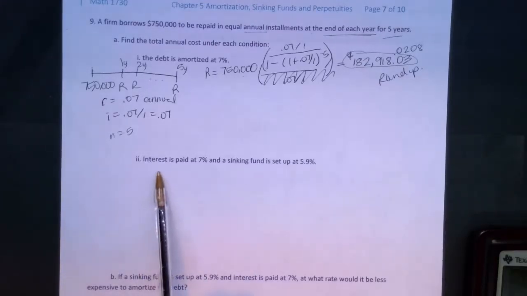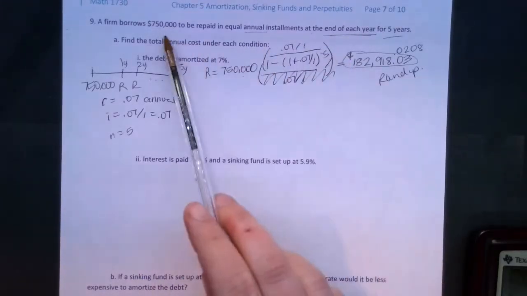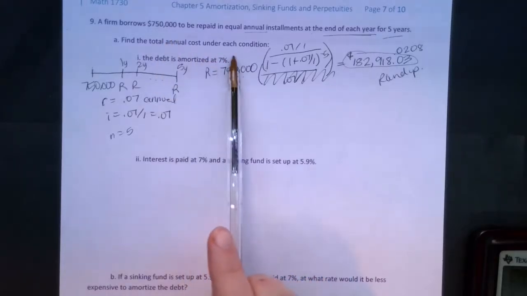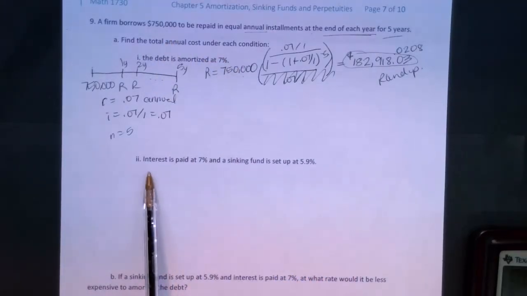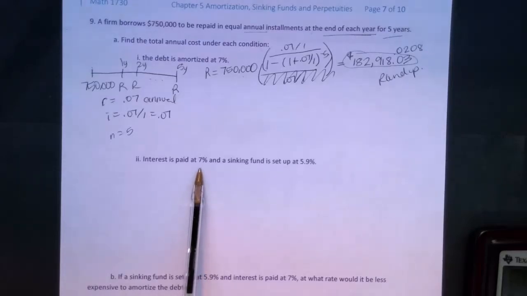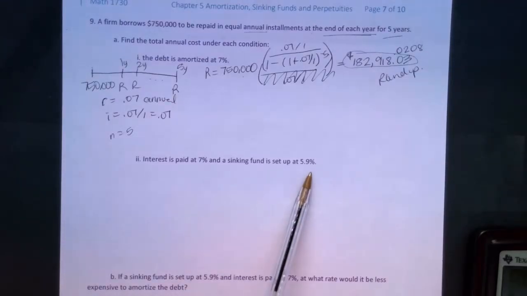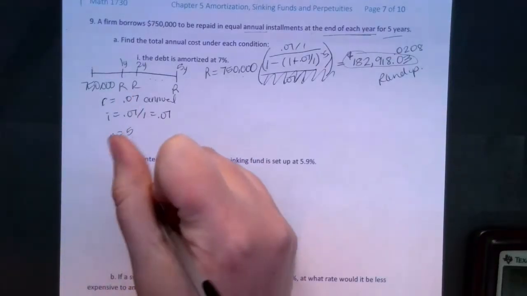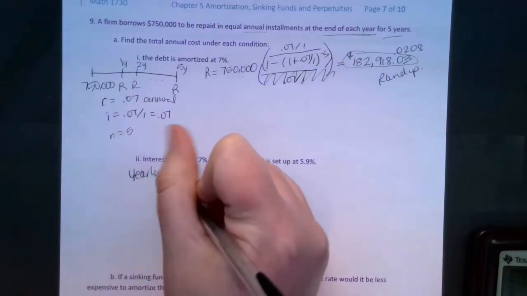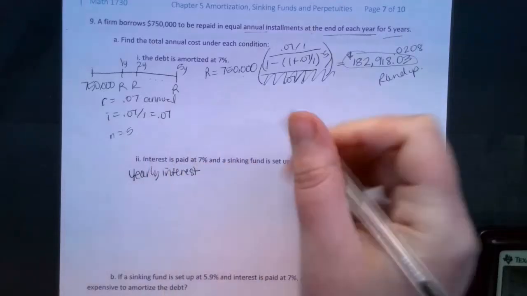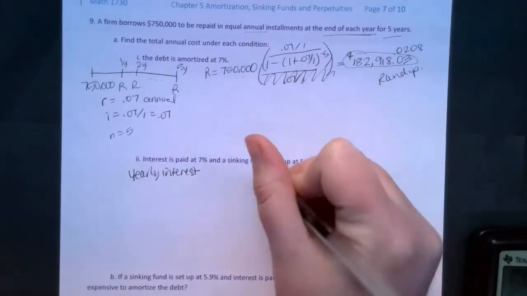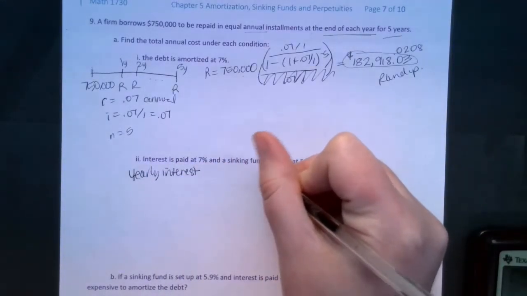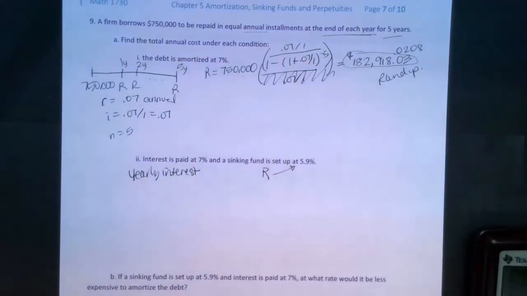So instead we're going to find the total annual cost. When we deal with the sinking fund, we have the interest and we have a regular sinking fund. So we're going to have to figure out our yearly interest. And then we're also going to have to figure out the sinking fund loan. So we also have to find R using this. Okay, so we have 2 things happening here.